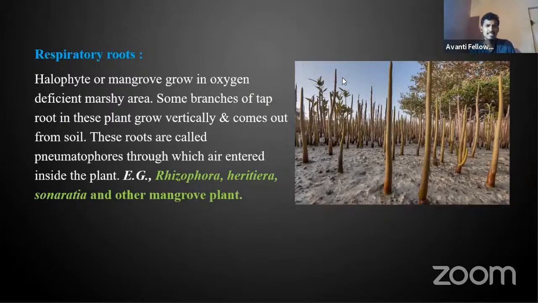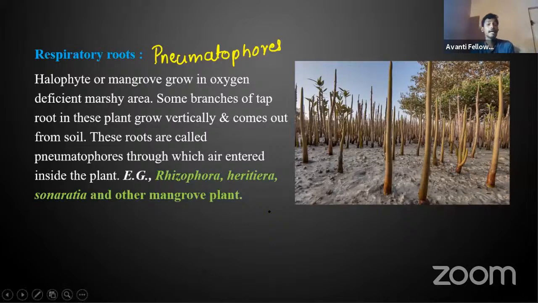The second one is storage. Apart from storage, some other modifications are there for different kinds of nature. The first one is the respiratory roots. We normally call them pneumatophores. So what are pneumatophores or respiratory roots? There are some plants, which we normally call mangrove plants, that grow in marshy saline areas, along the shores of the estuaries or along the shores of the oceans or seas.